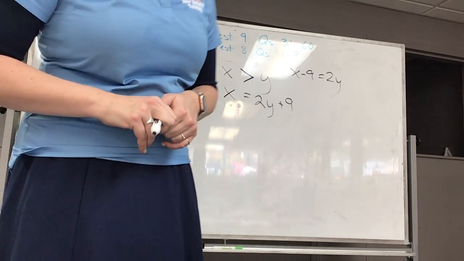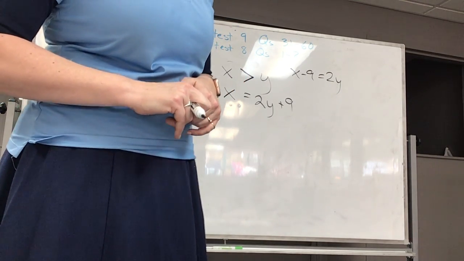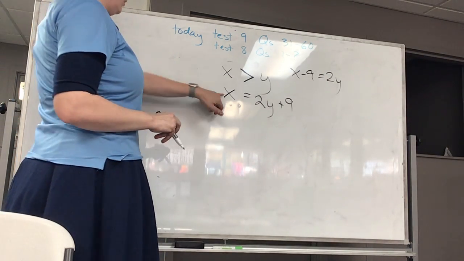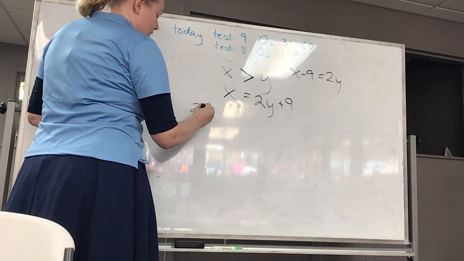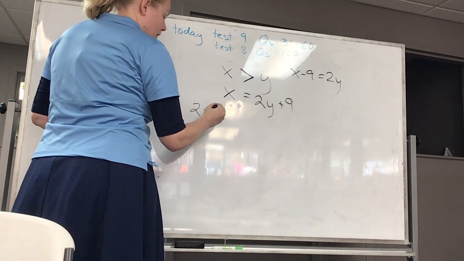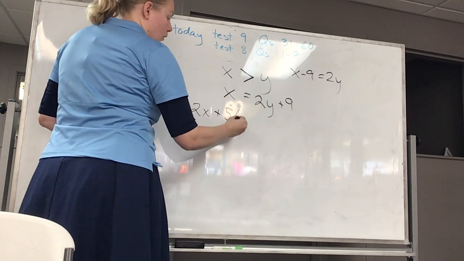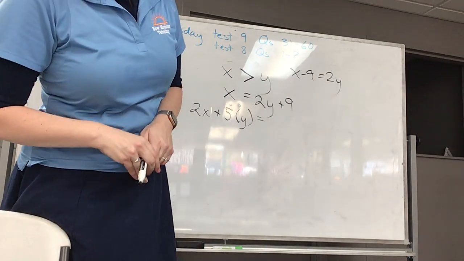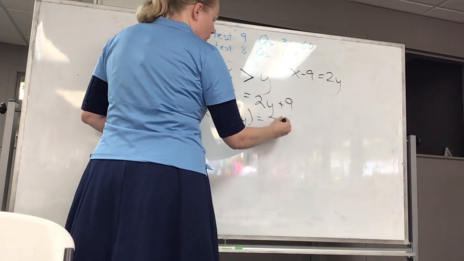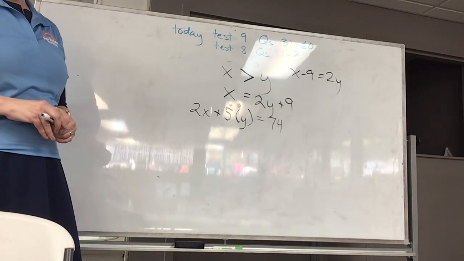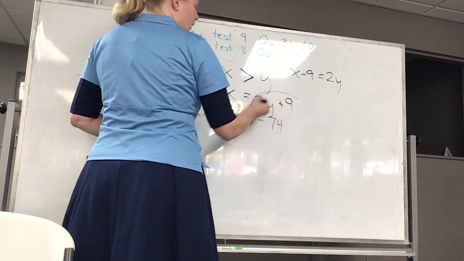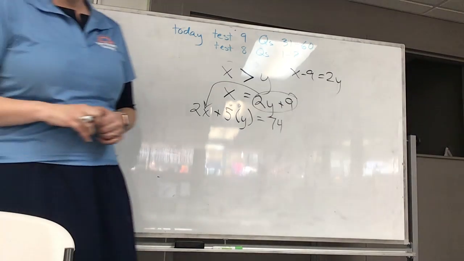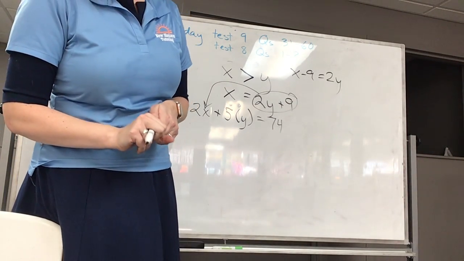The sum of twice the larger and 5 times the smaller number is 74. So we'd have 2x plus 5y equals 74. And then we would be replacing this in for x.